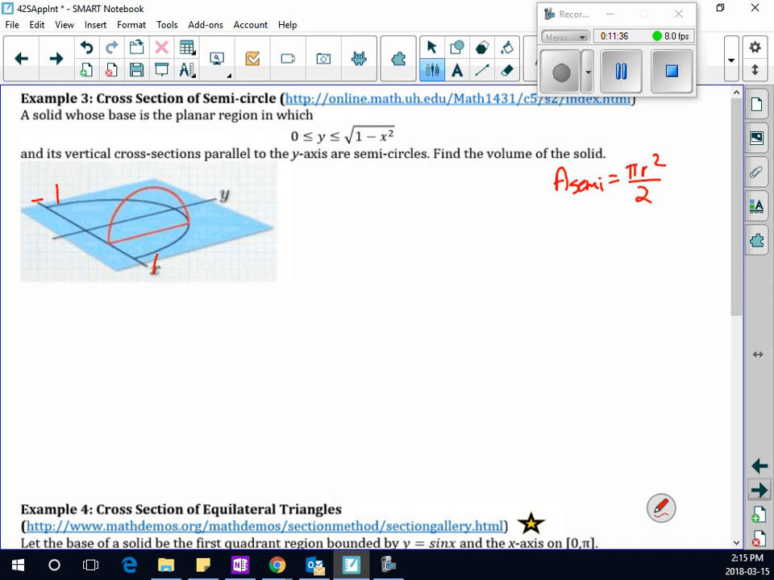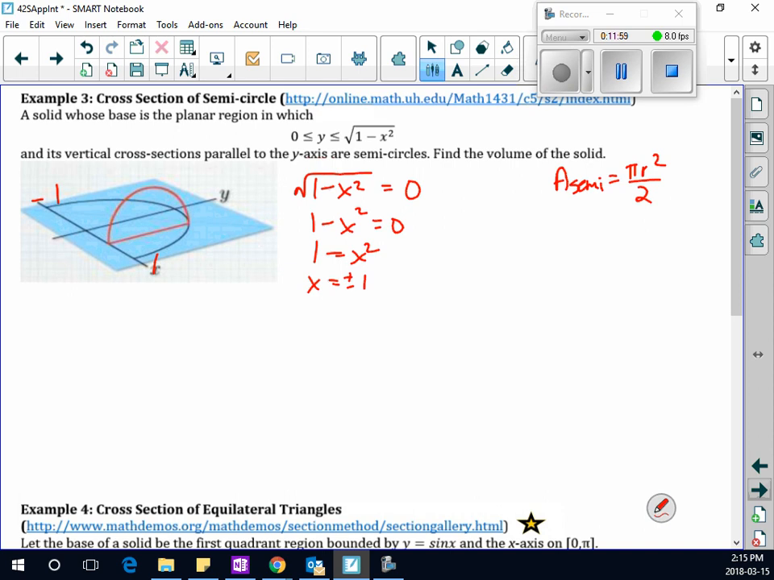Does everybody see what I'm doing here? I'm setting it equal to 0. I'm squaring both sides: 1 minus x squared equals 0, so 1 equals x squared, so x equals plus or minus 1. That's what I'm doing there, right? I'm guessing, because you won't necessarily have the graph provided for you.